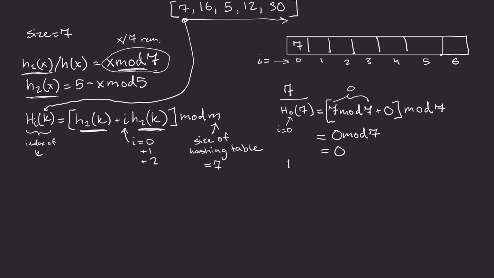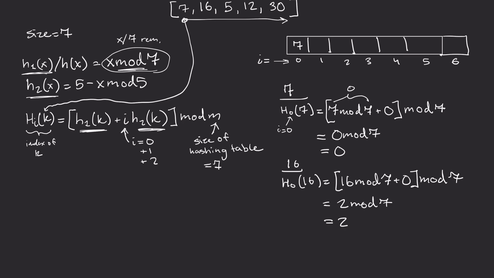Now, what happens when we try and put 16 in the hashing table? Let's calculate h0 of 16. Now, that's going to be the same thing. It's going to be 16 mod 7 plus 0, mod 7, which is equal to 2 mod 7, which is equal to 2. And there's nothing in the index 2, so we can put 16 here.